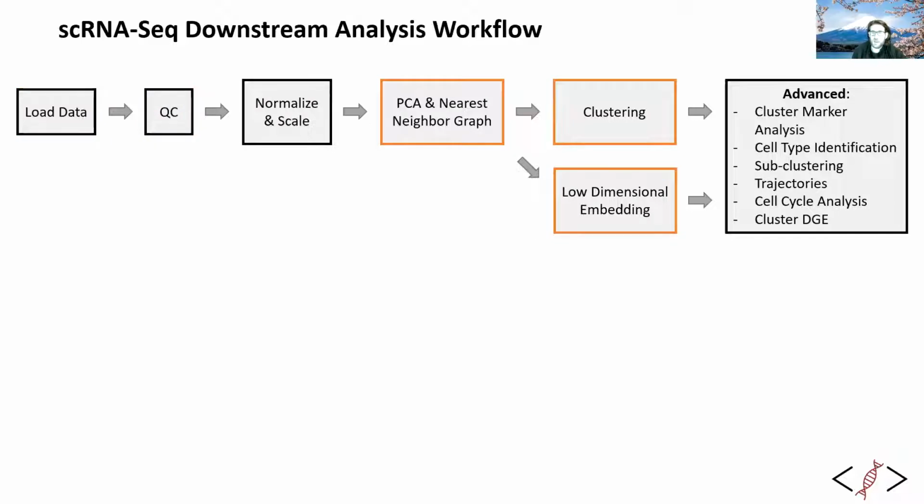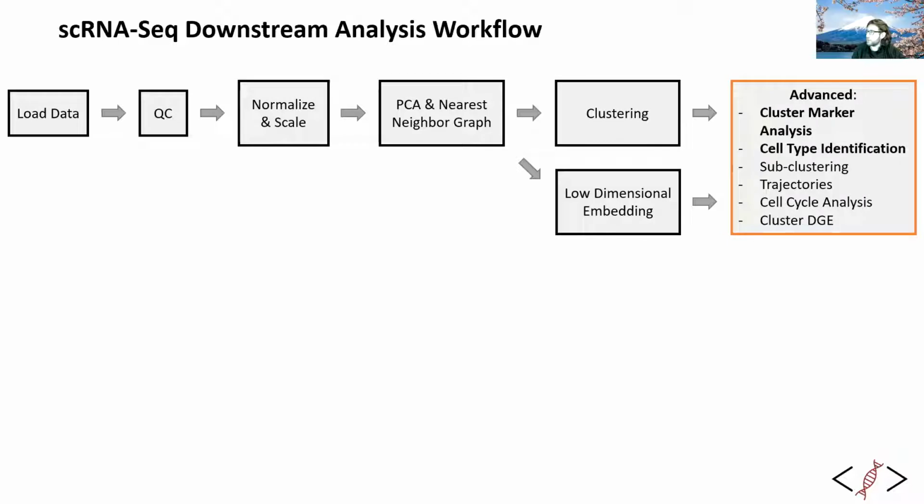We then talked about the PCA and nearest neighbor graphs, and we talked about clustering and low dimensional embedding. So we showed you how to do UMAPs, and we showed you how to do your Louvain clustering. Okay, so now it's time to start moving on to advanced topics. It was really nice because Wes actually showed you one of the things that we were going to talk about, which is cell cycle analysis, which is basically where you figure out which cells are in which phase of the cell cycle based on what they express. But instead, what we're going to focus on today is mostly going to be cluster marker analysis and cell type identification. And then hopefully next time we'll have time to get to subclustering, trajectories, and some more cluster DGE.